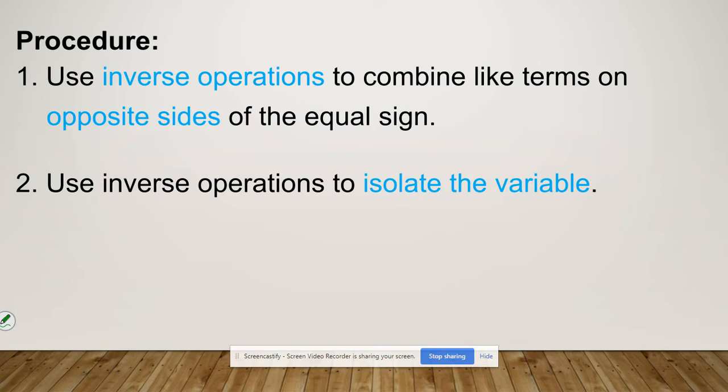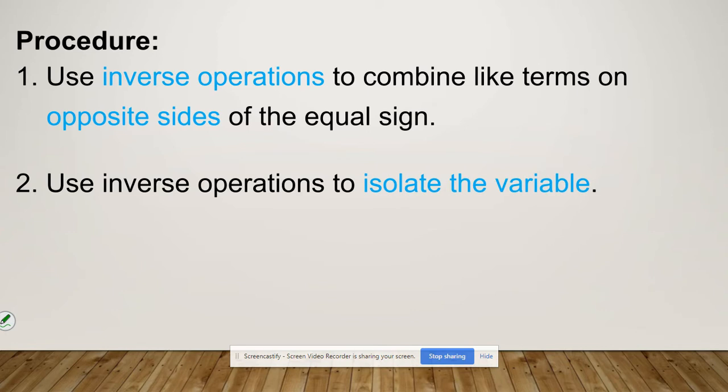Procedure: first, use inverse operations to combine like terms on opposite sides of the equation. So the like terms aren't all on the same side, they're on opposite sides. Therefore, we have to do the opposite and use inverse operations to isolate the variable. So once you just have a coefficient times x equals some number, you can divide to find the answer or multiply by the reciprocal to find the answer.